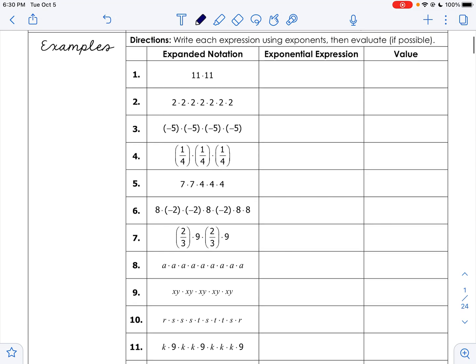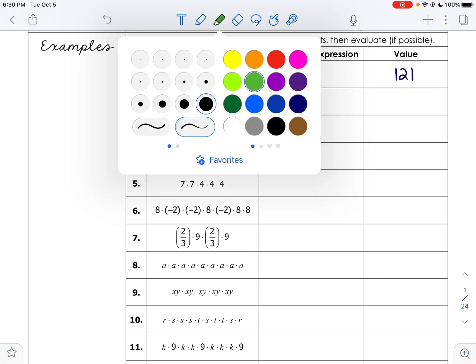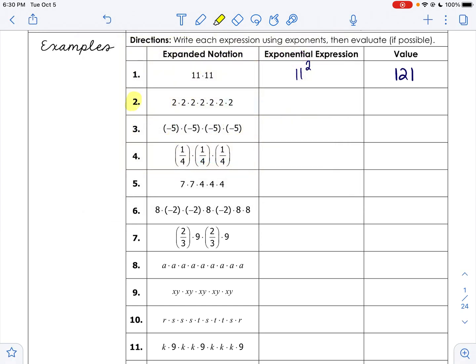So if we take a look at number 1, 11 times 11, we can write that as an exponential expression by using 11 as our base because that's the number that is being multiplied, and we're multiplying it 2 times, so 2 is our exponent. So 11 squared, or 11 to the second power. Now we can find the value of this expression because we know that 11 times 11 is 121. Go ahead and yellow highlight number 2 and then look at number 3.